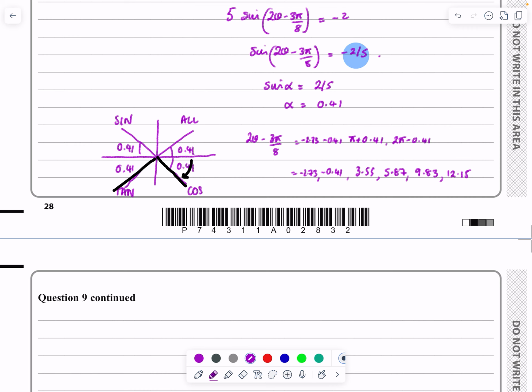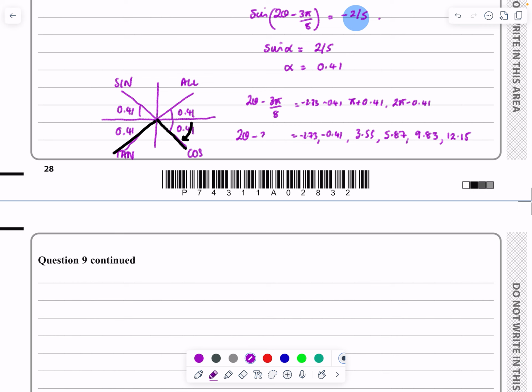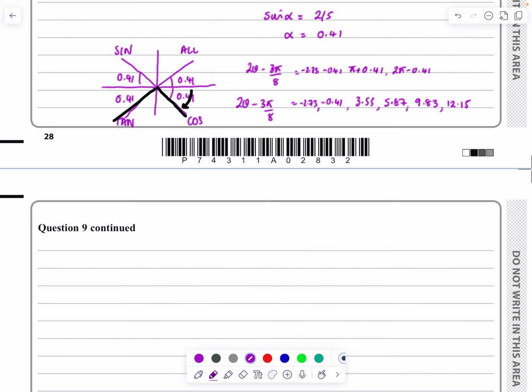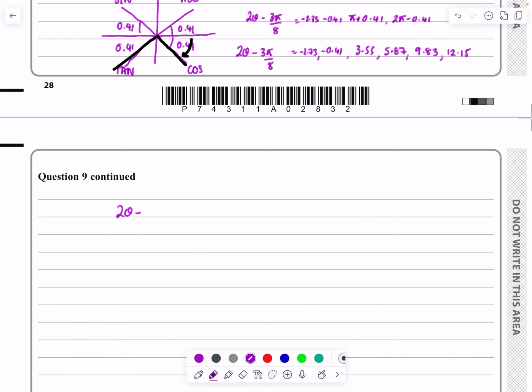And you might think, why are you doing all of these answers? Because remember, this is 2 theta minus 3 pi over 8 is equal to all of them, and I want to get theta equals. So if I want to get theta equals, let's just summarize this again, I've got 2 theta minus 3 pi over 8. Let's say it was equal to that very first one, minus 2.73. We can now get theta from this by adding 3 pi over 8 and dividing by 2. Well, if you do that to that one, that comes out to be minus 0.77. So that's not in my range.